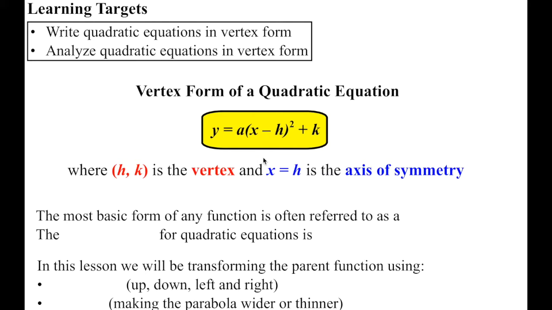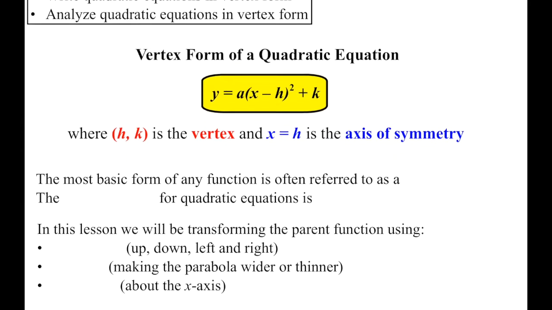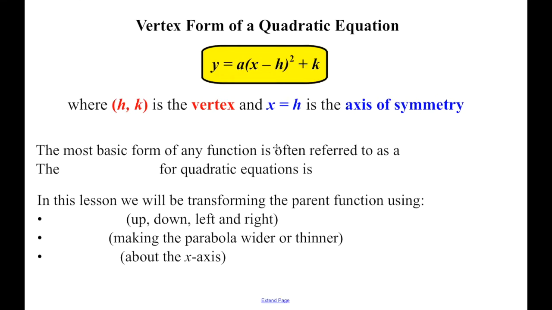So a little bit of terminology that I want you to be familiar with. The very most basic form of any function is referred to as the parent function. And in quadratic equations, the parent function is y equals x squared. It's the most basic quadratic equation there is. And so then we do different transformations to this equation to get other equations.